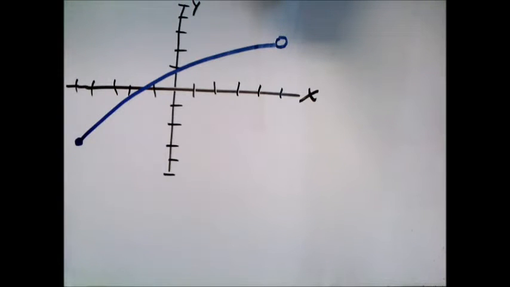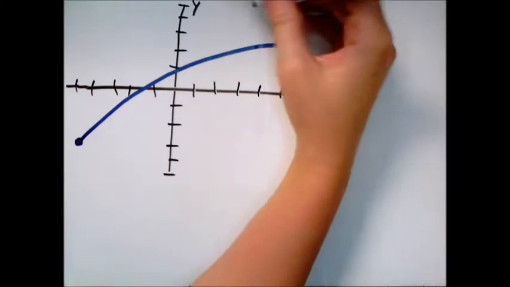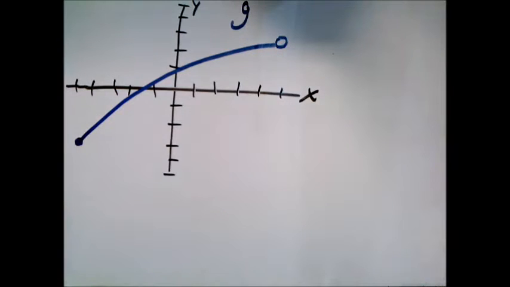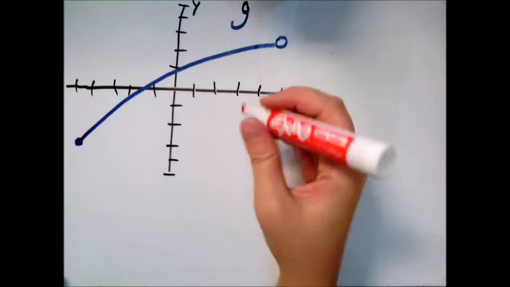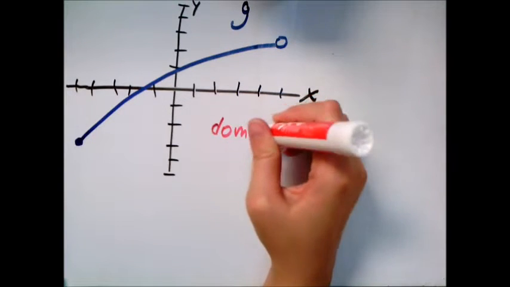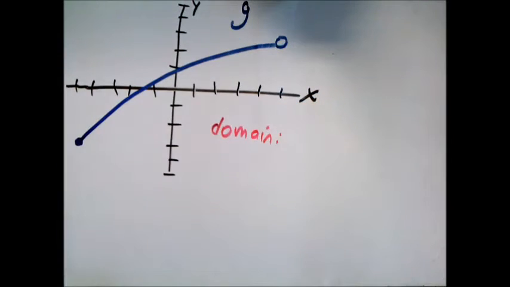So here we have a function they're calling g, and they also tell you this is the entire graph of g. So there's no secret parts they're not showing you, this is the whole graph. And then they want us to tell them what's the domain and what's the range. Well, think domain is all the inputs, all the x values. So what x values does this cover?